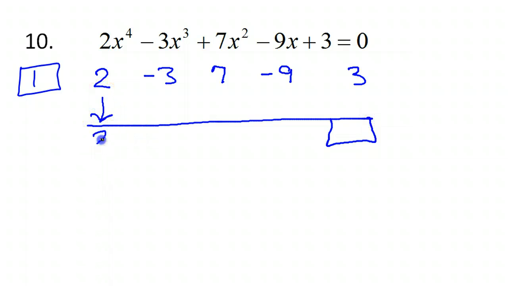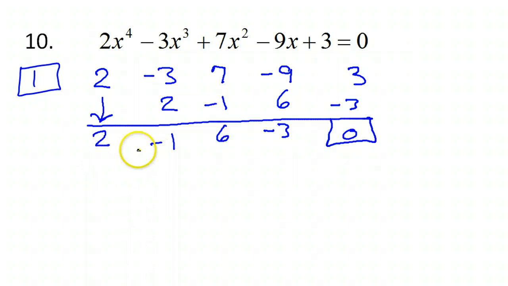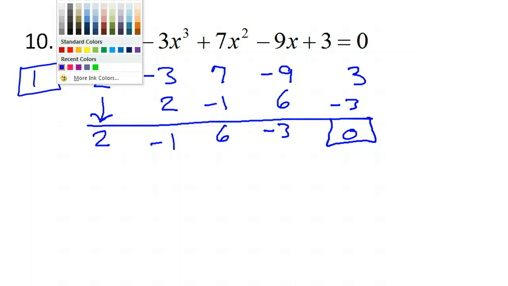Okay, so down comes the 2. Multiply, add, multiply, add, multiply, add, multiply, add. Okay, are we seeing any patterns here? Maybe I could do grouping. I think I do see a pattern. Okay, the pattern is this number is double this number, and this number is double this number. And they both have opposite signs. So I'm thinking grouping is going to work. So let's rock that.